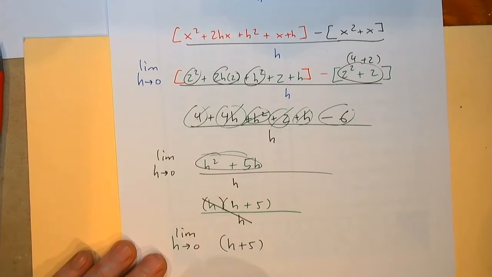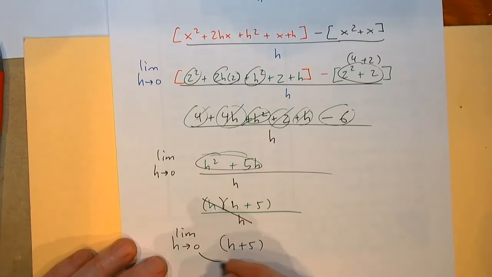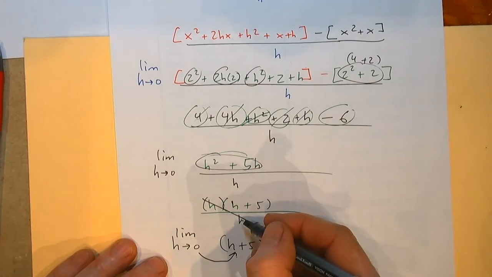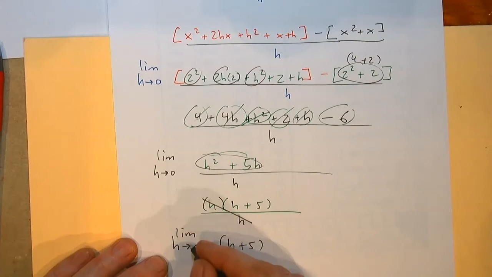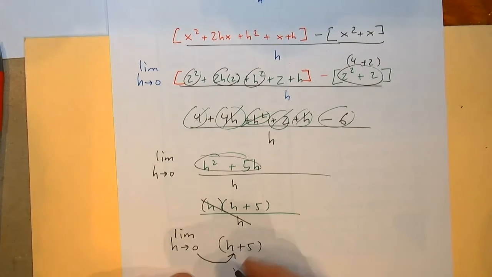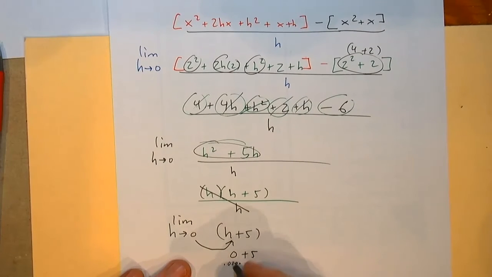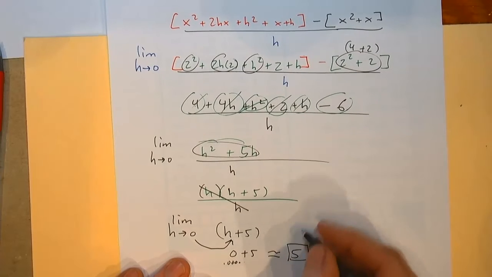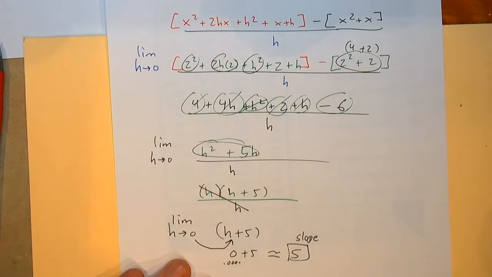Limit as h is close to 0. Is it safe to let h be 0? Yes, because you're not dividing by it. It's no longer there. So let's let h go so close to 0, let's just call it 0. So now it says 0 plus 5. You can pretend it's 0.0000 with an infinity amount of zeros, but 0 plus 5 is basically 5, isn't it? That's the slope. The slope at one point.